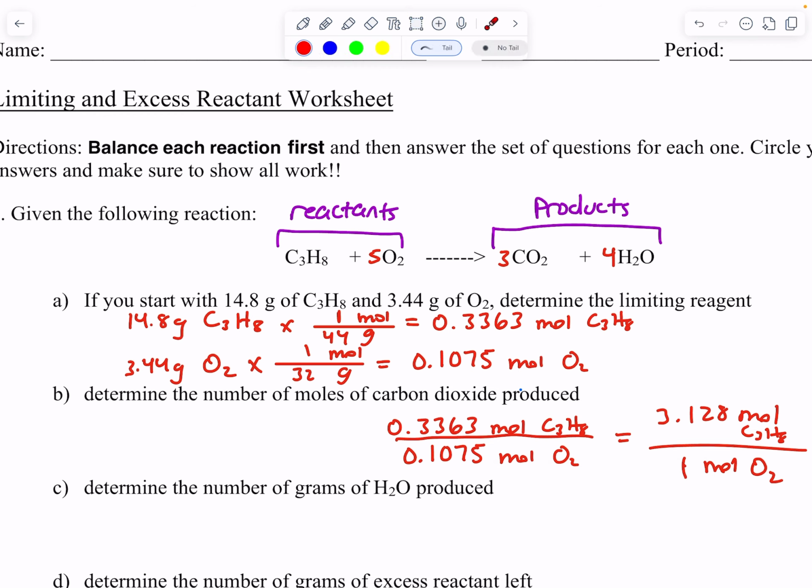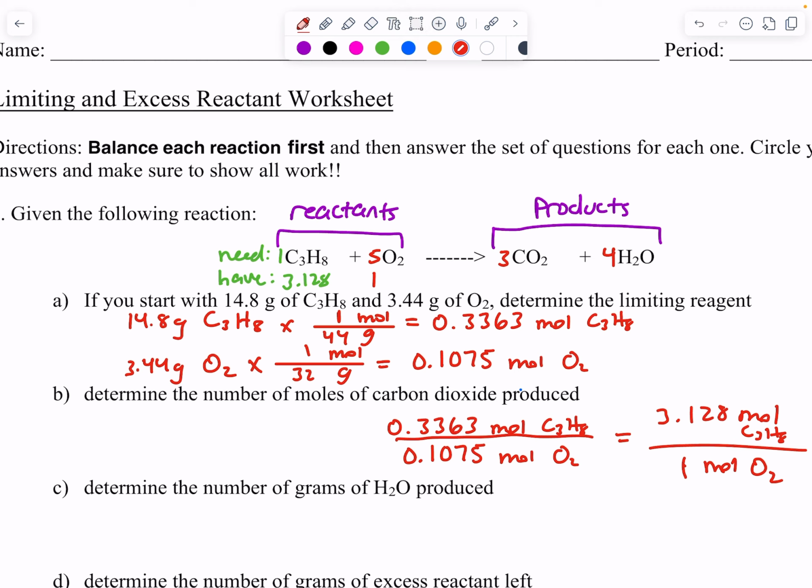Again, we were starting with this many grams. I just converted both of them to moles, and I'm comparing how many moles I need versus have in the reaction. In the reaction, I need 1 mole of propane and 5 moles of oxygen. Here I have 3.128 moles of propane. I have versus need: I need 1 mole, I have 3.128 moles. I have 1 mole of oxygen, and I need 5 moles.